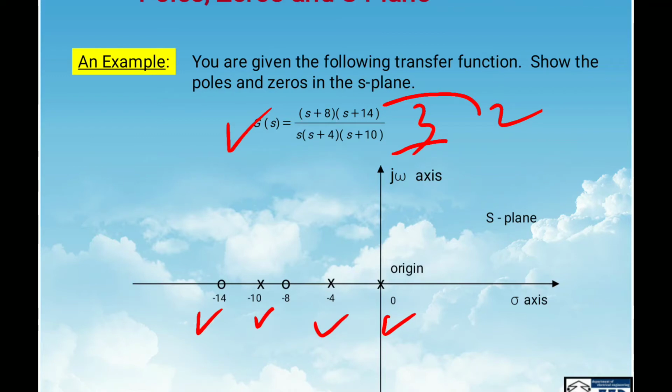These 3 poles are represented by a cross symbol, and there are 2 zeros, one at s equal to minus 8 and the second at s equal to minus 14. They are represented by small circles. So this is a pole zero plot.